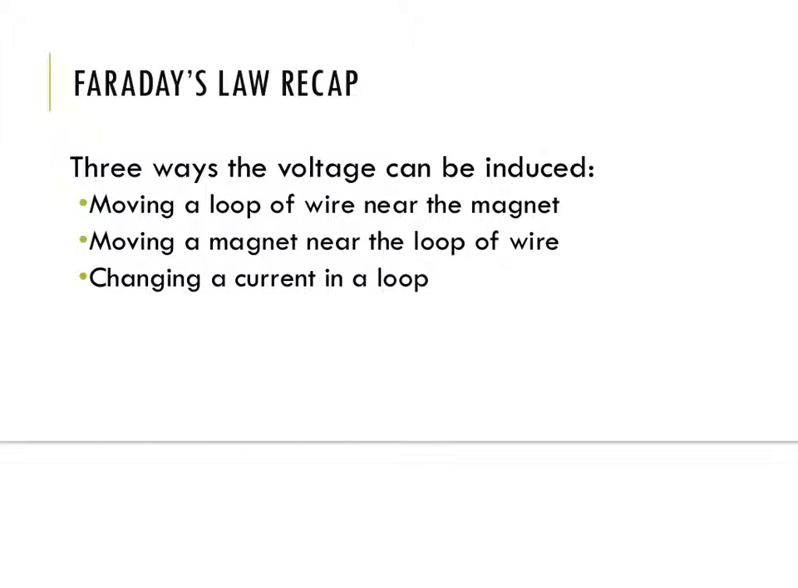If you want to recap real quick, Faraday said that moving the loops of wire near a magnet is going to create voltage, or moving a magnet near the loop of wire, or vice versa, either one will create voltage, which can create current. Also, one that we don't focus on too much, but that is true, if you change the current in the loop, you change the magnetic field. And by changing the magnetic field, you can induce voltage on other objects as well. So it's all about this changing and moving that's going to create voltage.